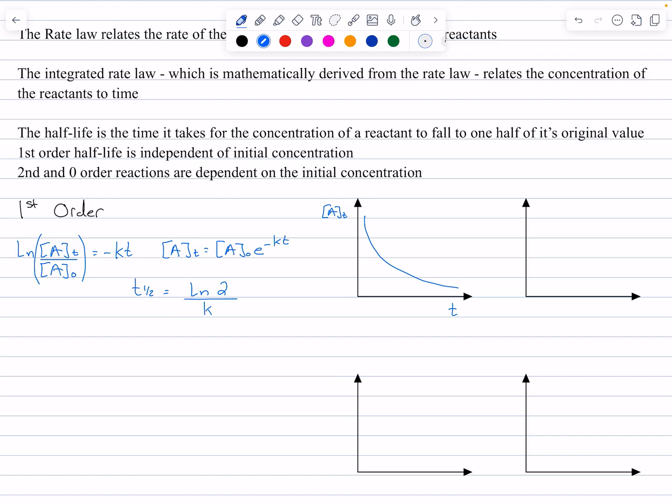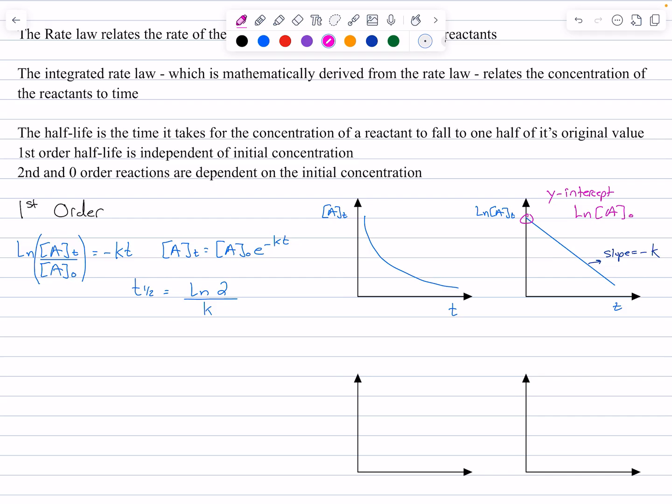Now, if we graph the natural log of the concentration of A at time t for first order, it becomes a straight line. And this is t. The slope is actually negative k, and that makes sense, the slope's going down. So the slope of this line is our rate constant, which is neat. And the y-intercept is the natural log of our original concentration of A.